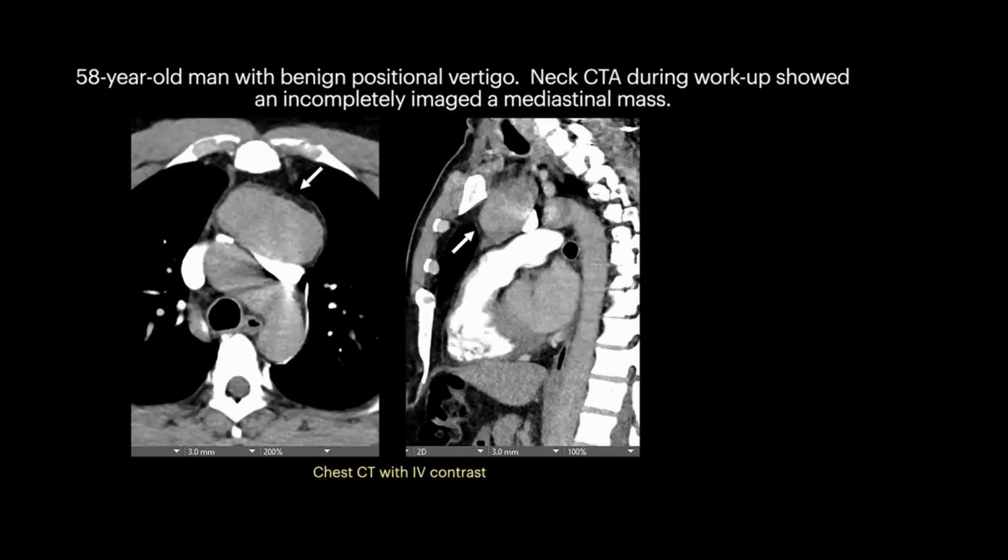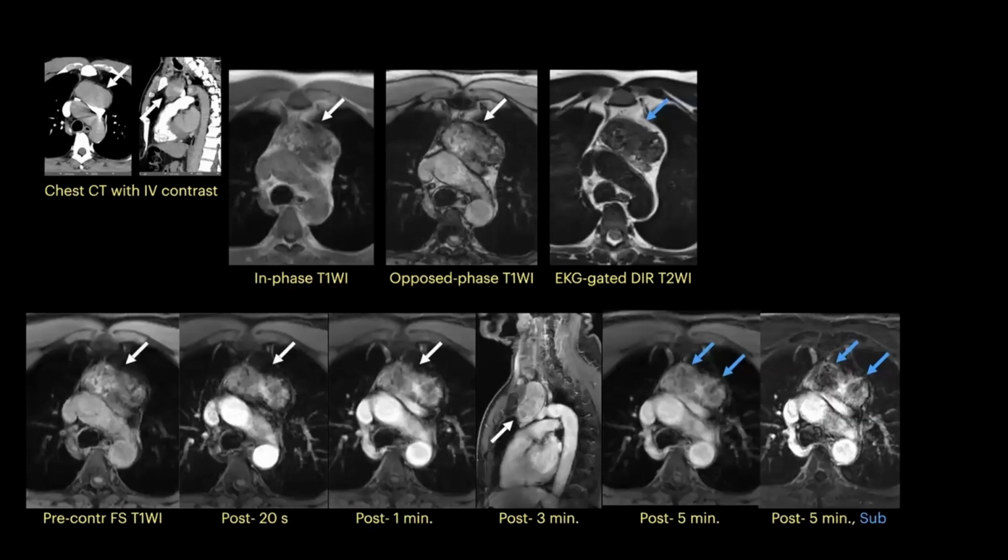This 58-year-old man with benign positional vertigo had a neck CTA, which showed an incompletely imaged mediastinal mass. So he went to chest CT, and this is what we found. So we have a large thymic mass centered in the left side of the thymic bed. What is it? It was not attached to the thyroid gland. It was compressing the left innominate vein. Could it be hemorrhage, thymic hyperplasia, thymic epithelial tumor, or lymphoma, or something else?